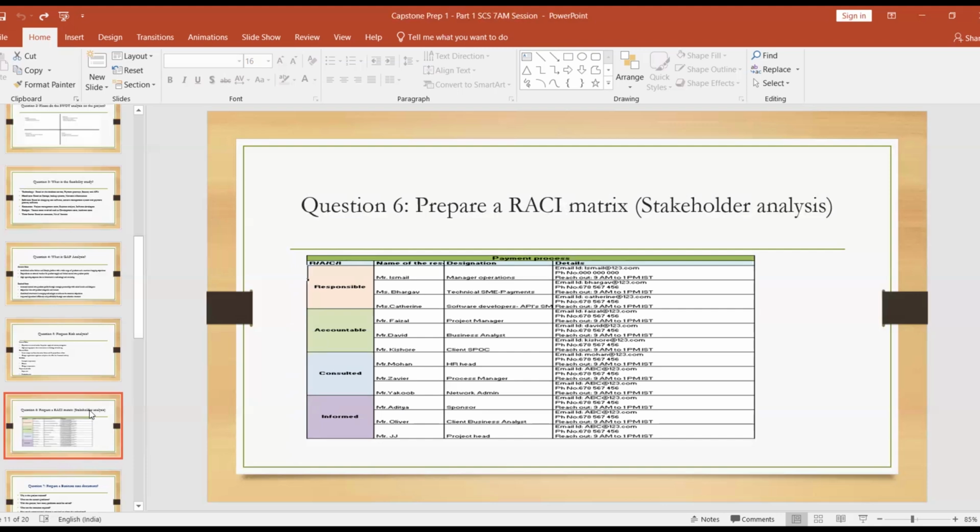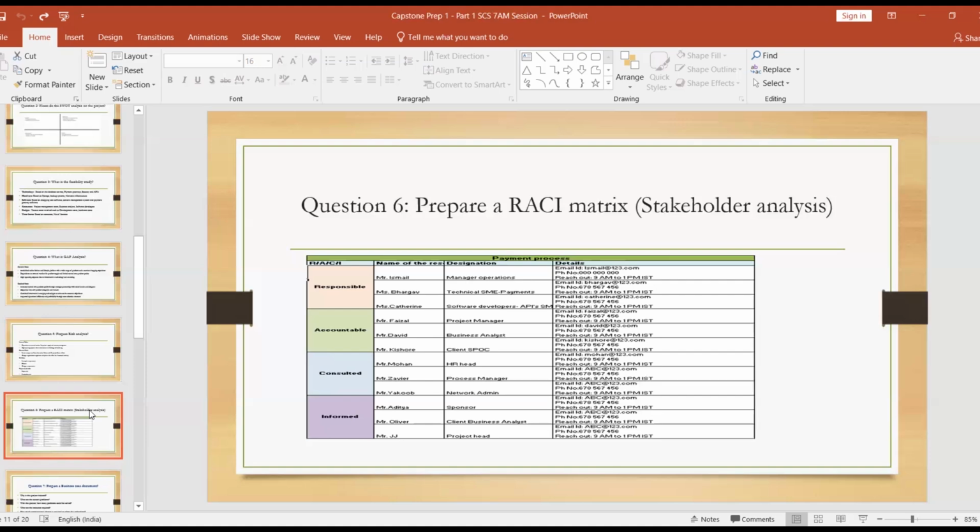And the next question is the RACI matrix. The RACI matrix is nothing but a stakeholder analysis. It's a project management and decision making tool that helps us clarify the roles as well as the responsibilities within a project or process. RACI stands for R responsible, A accountable, C consulted, and I to be informed. By these particulars, we can identify the stakeholders who will be involved in this project. The easiest way to identify the stakeholders is using the RACI matrix tool.